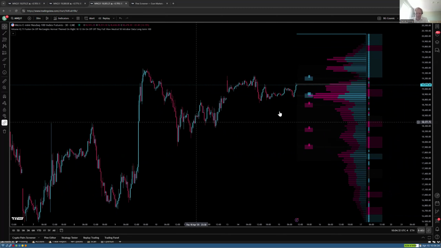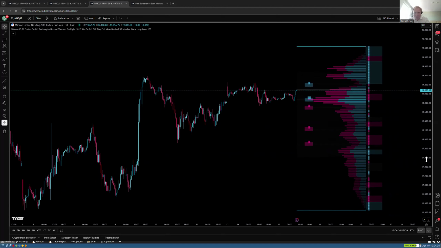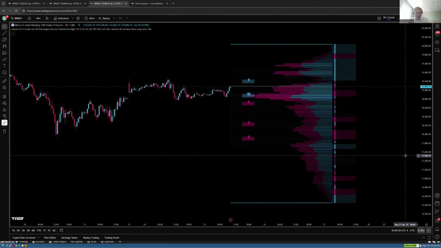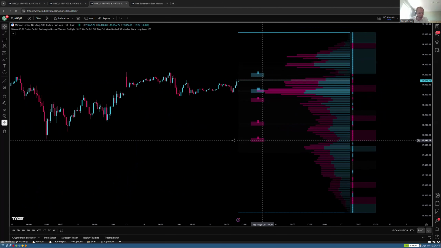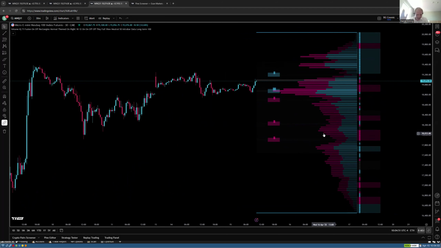What you see right here, let me make this a little bit bigger so I can see this chart myself a bit clearer, is a chart of the MNQ, the micro Nasdaq futures contract, on the 30-minute time frame. That's one of the symbols we trade all the time if you look at our Discord.